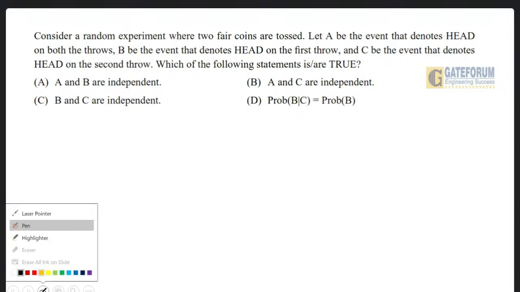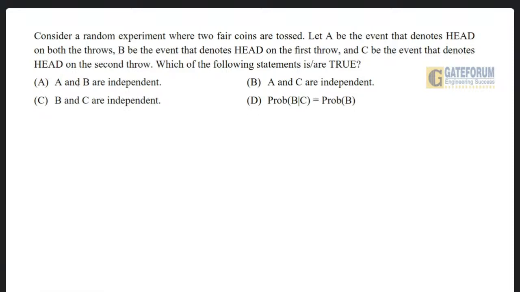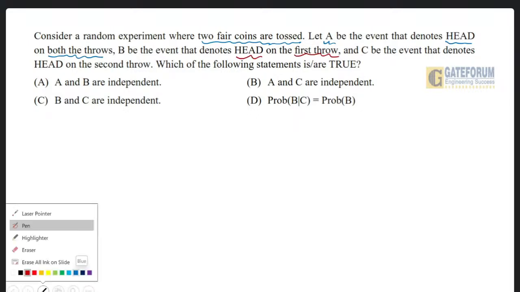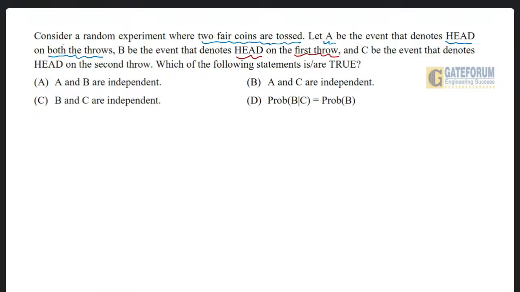Now let us observe here. First of all, two fair coins are tossed. That is, the total number of outcomes is actually 4 outcomes: HH, HT, TH, TT. Now A denotes the event head on both the throws. Now B denotes the event head on the first throw only. Next, C denotes the event head on the second throw only. Okay. Now solution.